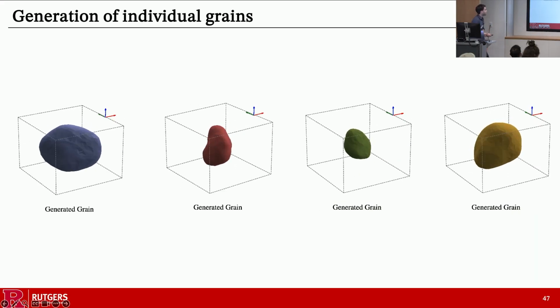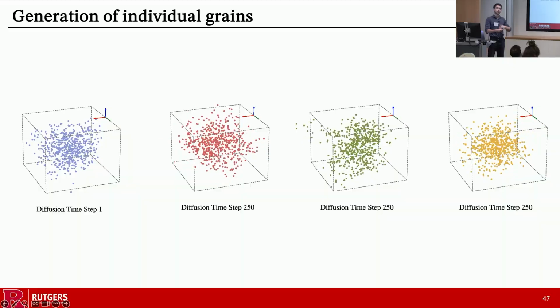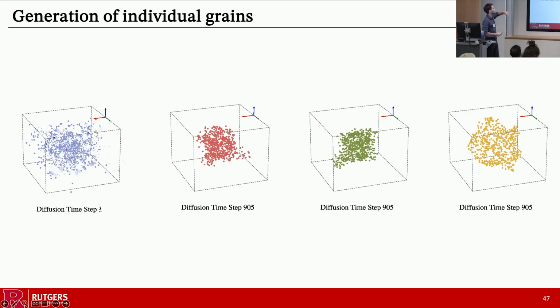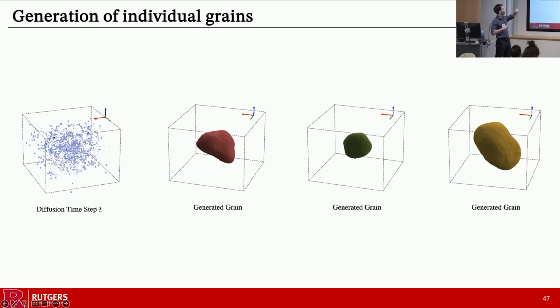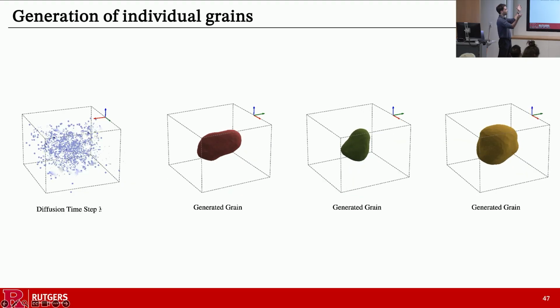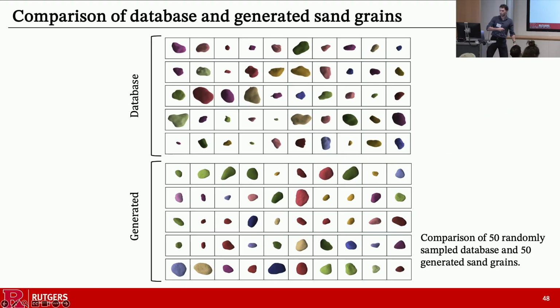These are some generation results. You don't see what's happening in the latent space. You just see the decoded part, starting from random noise, converged to the point cloud that we can then mesh and run our simulations in. These are some database and generated sand grains. If you squint, you can be fooled that they look realistic.